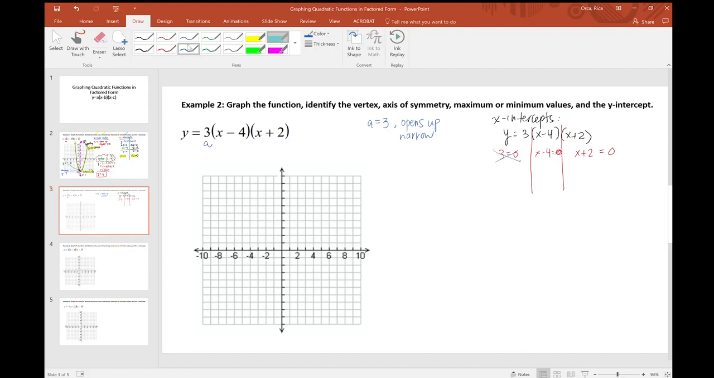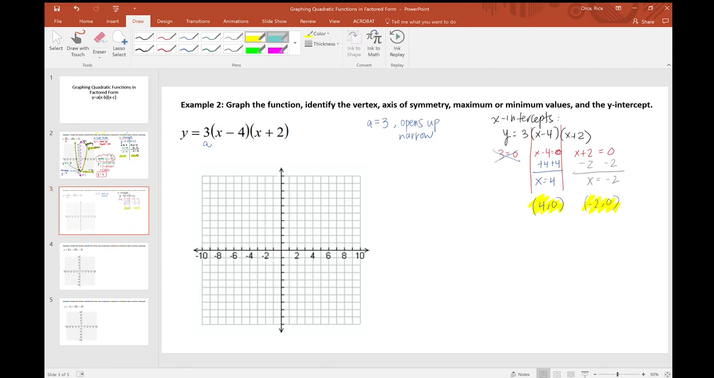In our second equation, we have x minus 4 equal to 0. To solve for x, I need to add 4 to both sides. So x equals 4, which means that my first x-intercept is at (4, 0). In my third equation, I have x plus 2 equal to 0. To solve for x, I need to subtract 2 from both sides. That's going to give me x equals -2, which means that my second x-intercept is at (-2, 0).